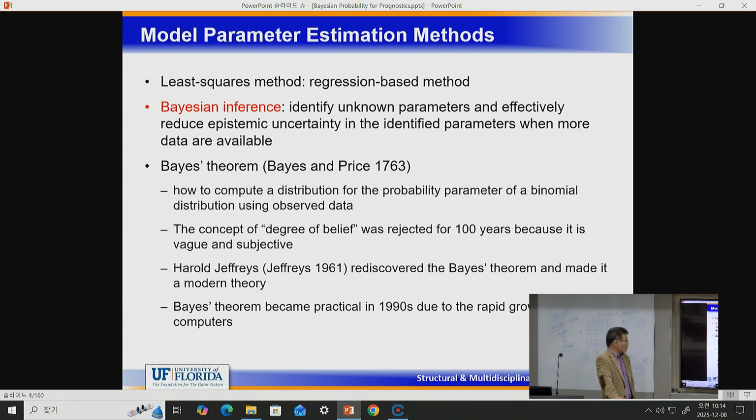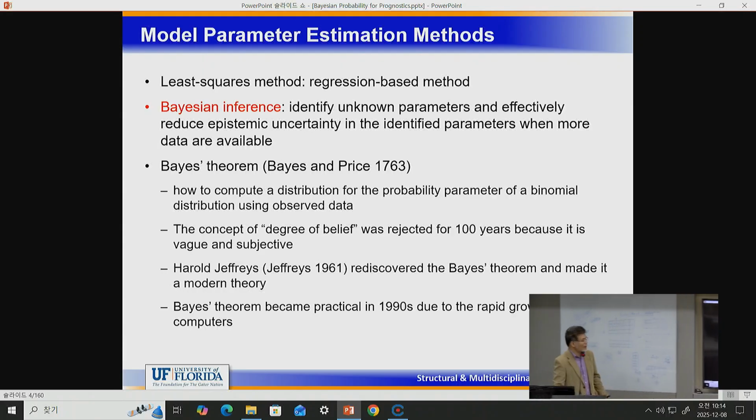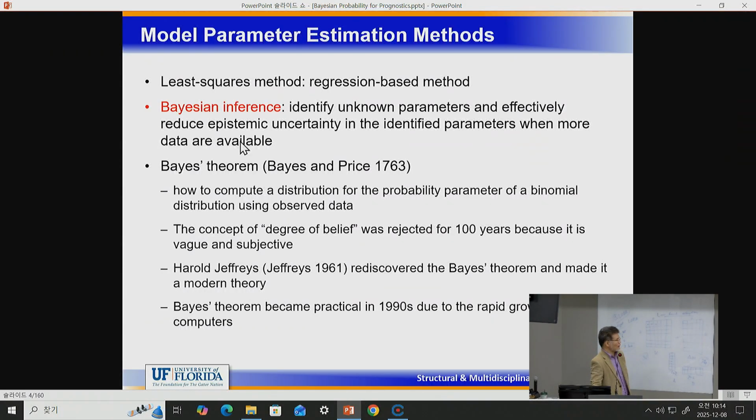If you are developing AI tools, then inside the tool a lot of Bayesian theory is embedded. So it's very important to fully understand what it does, how it does it, and what it means. Unfortunately, Bayes' theorem became practical only in the 1990s due to the rapid growth of computers. It's computer intensive. So the theory is 250 years old, but the implementation is relatively recent.